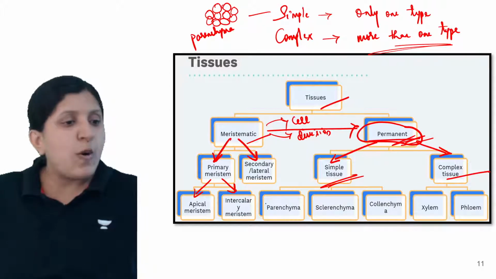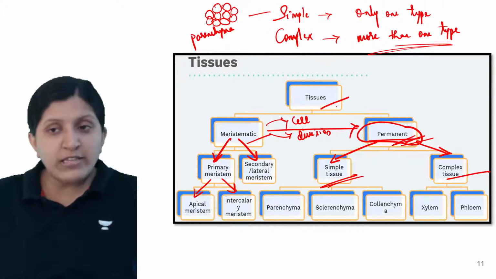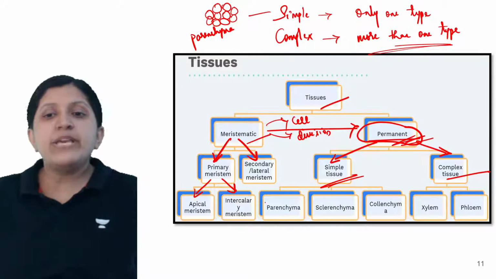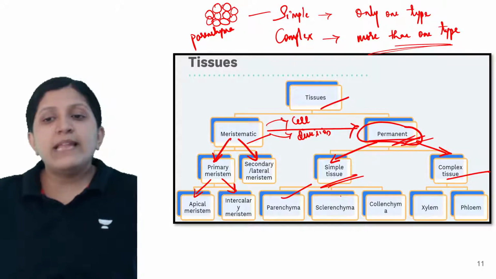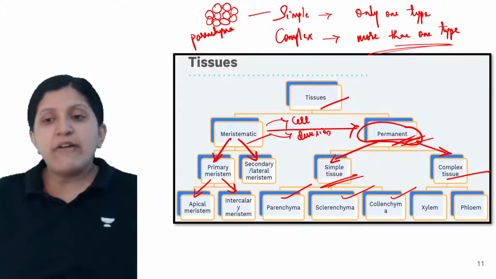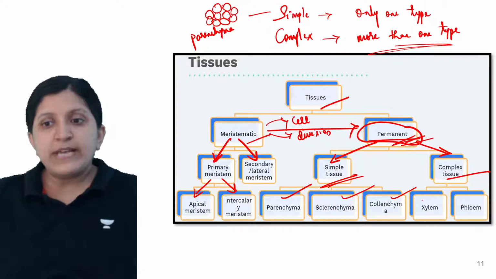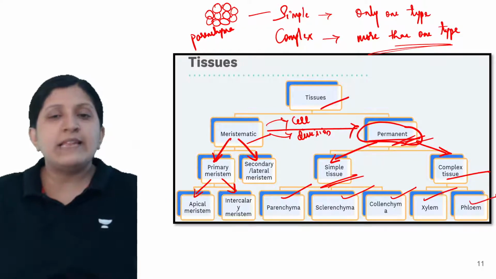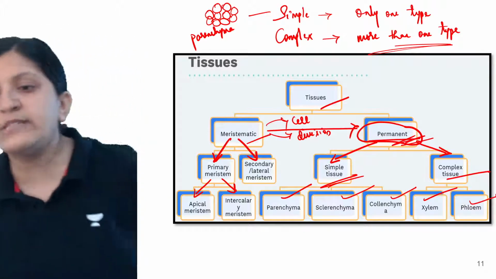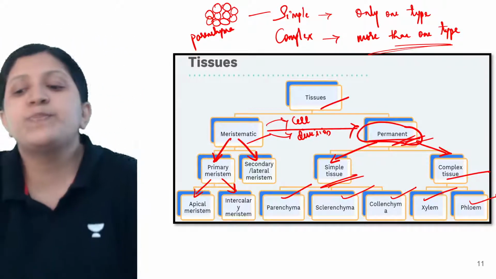So this is a complex where you can find more than one type of tissue. Now under simple we have parenchyma, then sclerenchyma, and then collenchyma. Under the permanent, there is a complex tissue called xylem, and then there is phloem. So there is xylem also, phloem also. So these are the complex permanent tissue.